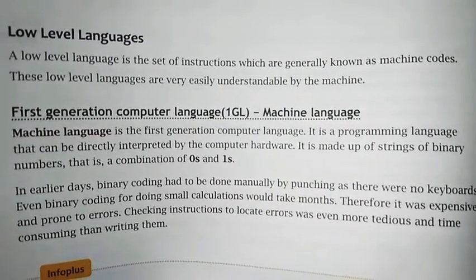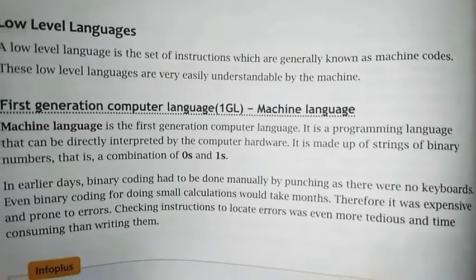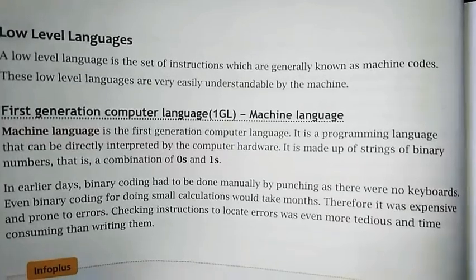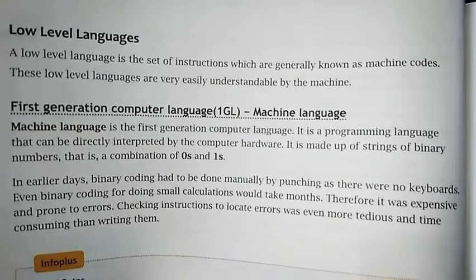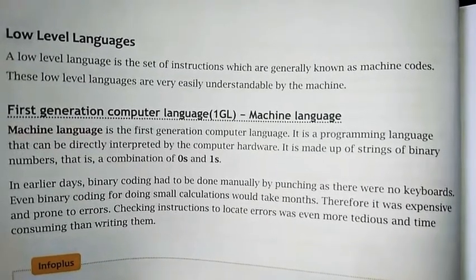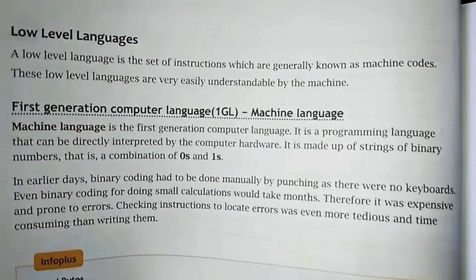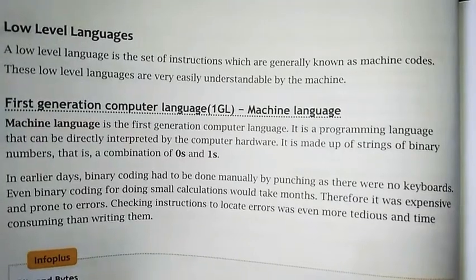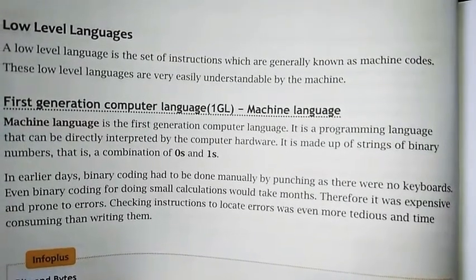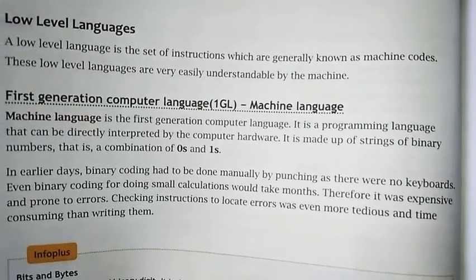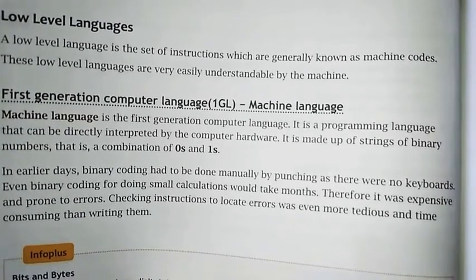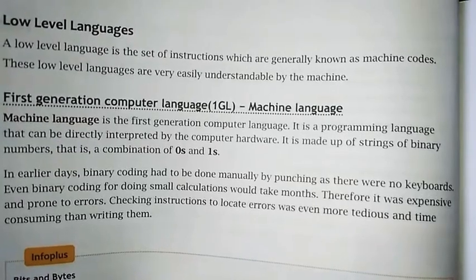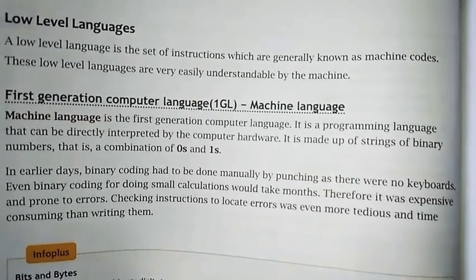Now low level languages. A low level language is a set of instructions which are generally known as machine codes. Basically, in the low level languages, most instructions are generated into machine codes. These low level languages are very easily understandable by the machine. Now, first generation computer language means machine language. Machine language is the first generation computer language. It is a programming language that can be directly interpreted by the computer hardware. It is made up of strings of binary numbers, that is a combination of zeros and ones. So in the first generation computer language, 0 and 1, the codes of binary numbers, were used.